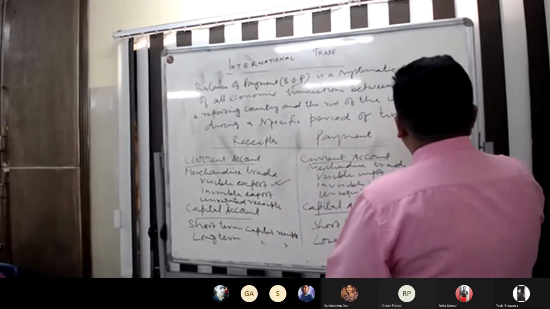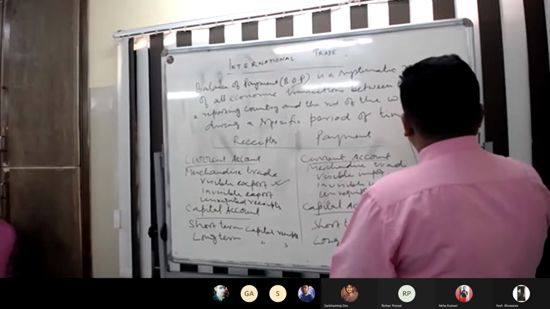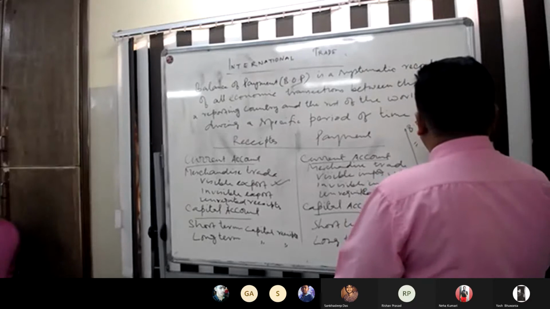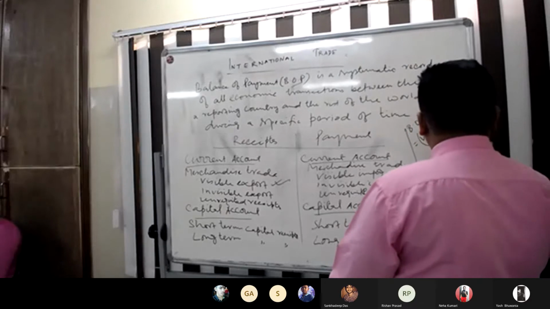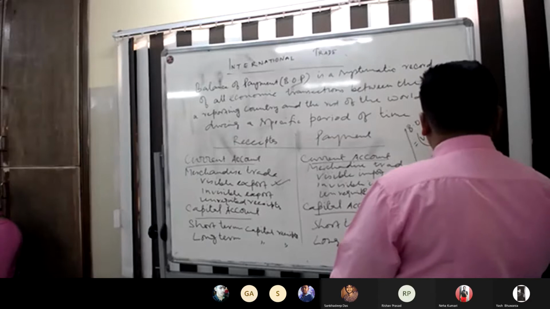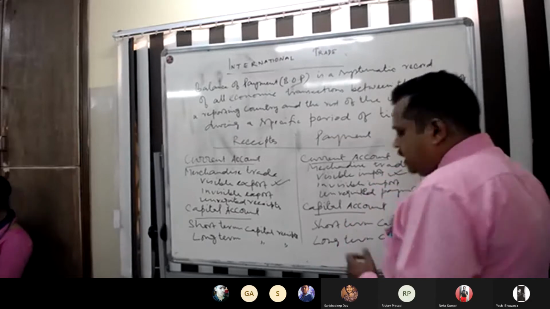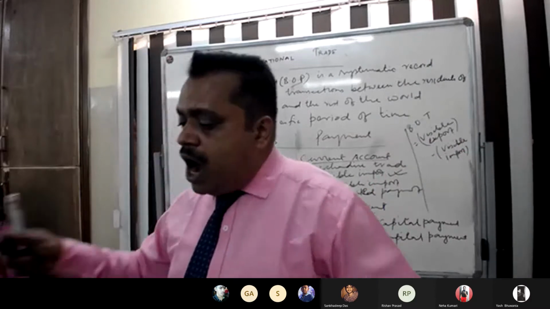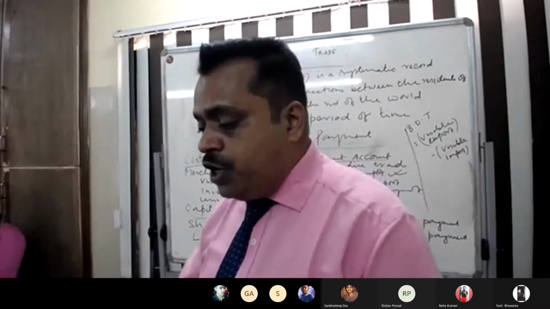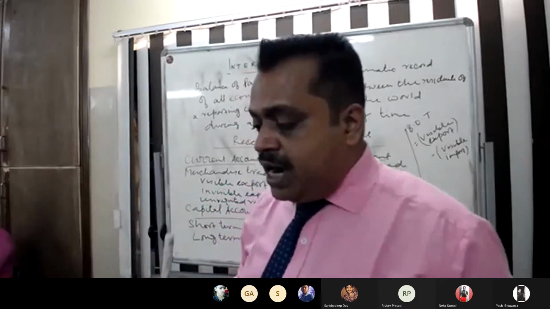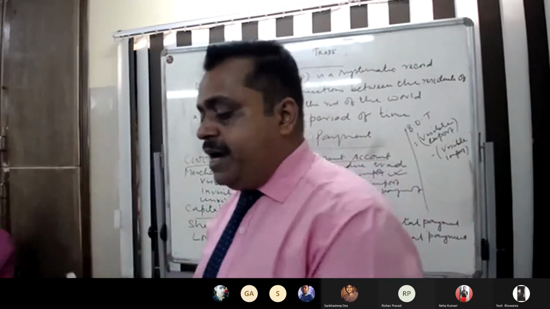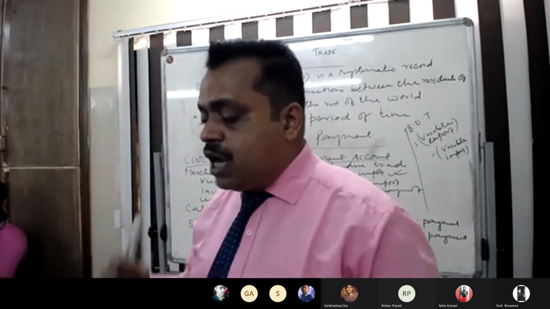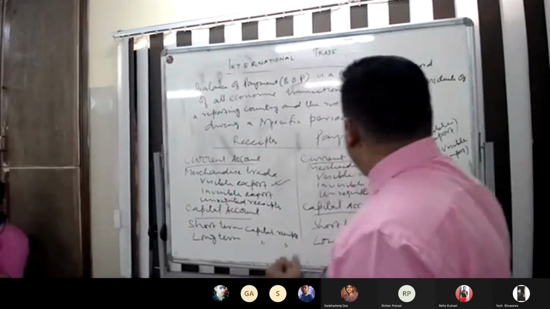BOT, the balance of trade, is equal to visible export minus visible import. That means the amount of money you earn for exporting commodities, and the amount of money you pay, that is, the payment a particular country makes for importing commodities. That difference is the balance of trade.